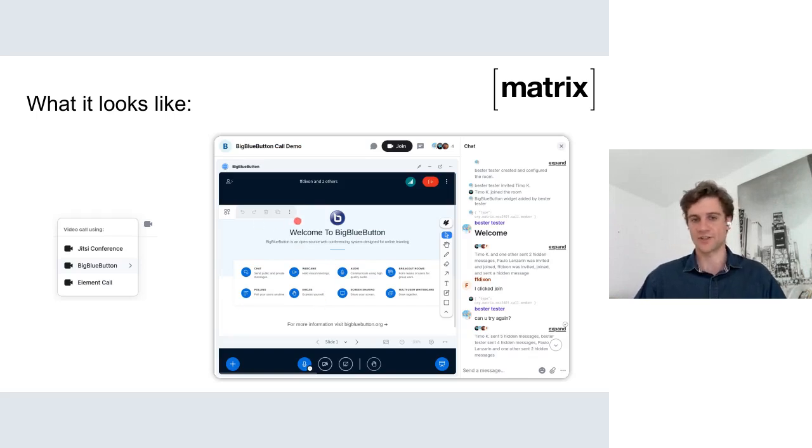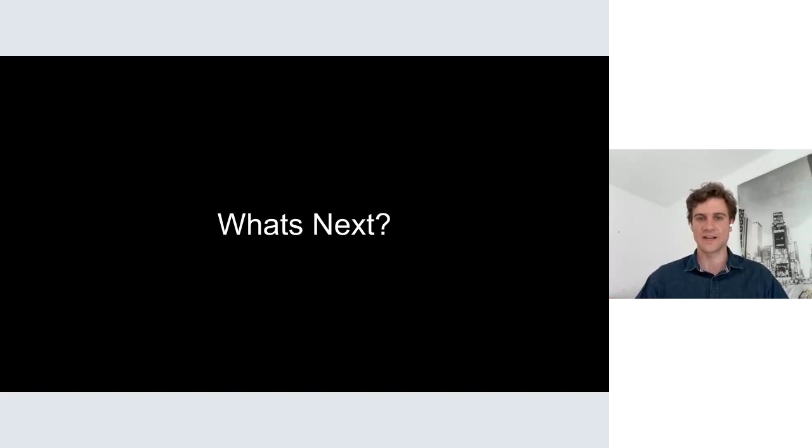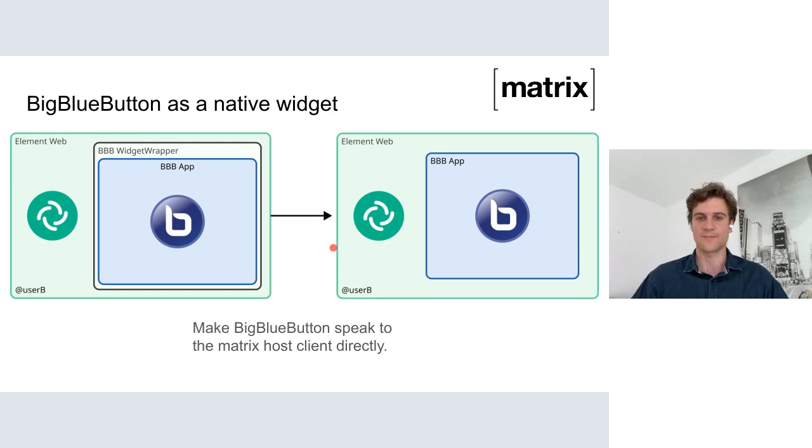So this is what it looks like then in production. Element in general has a call button, and then you can just choose the BigBlueButton call from the list, and you will see a BigBlueButton stream or BigBlueButton app. But this will be covered much more in detail during the demo. Before we start the demo, we will talk about the pieces which we'll optimize and improve and which are still open to actually make this really, really good.